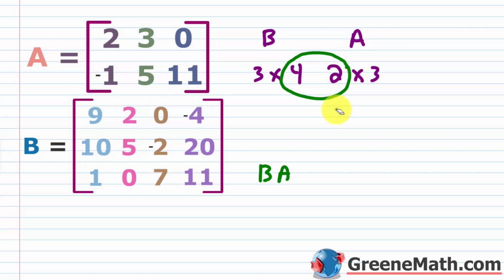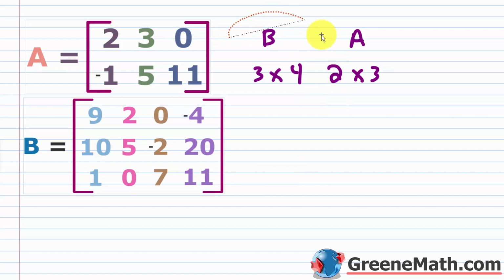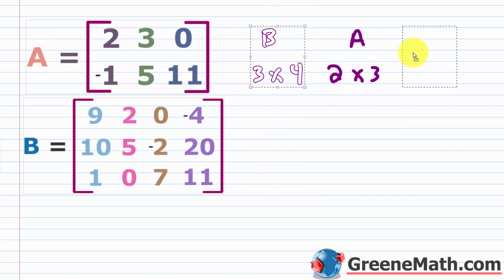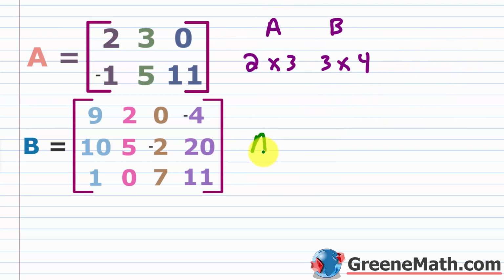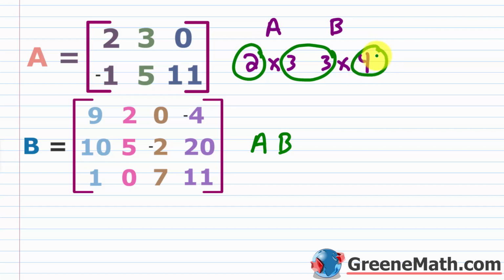Okay, so we want to go back to A times B. That's what we're going to be working with. So let me slide this back over, and let me slide this back over. So we want to find A times B. Again, we know that these numbers are the same, so it works. And we know that this guy is going to be a 2 by 4 matrix, okay?